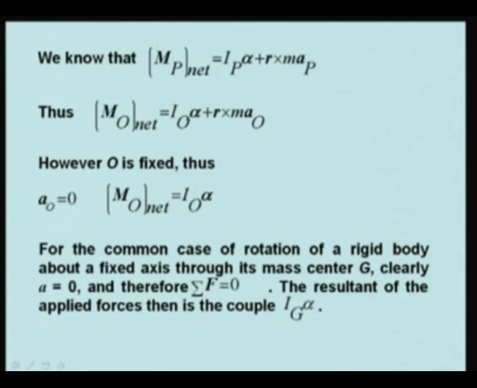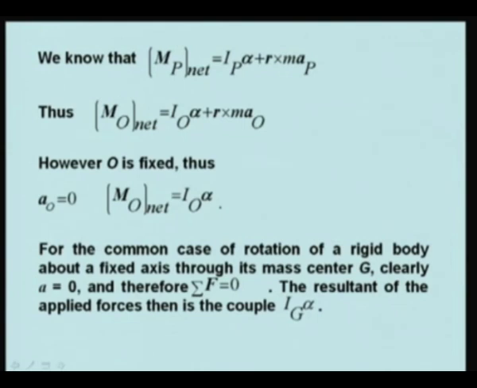Now if we are talking about the fixed point O, then we can use this equation and instead of P, just write O. You get MO net is equal to IO times alpha plus r cross m A_O. However, O is fixed, thus the acceleration of O is 0, so A_O is equal to 0. Therefore, you get MO net is equal to IO times alpha. So this is the equation for the moment.